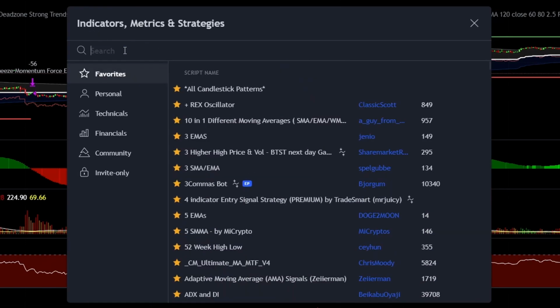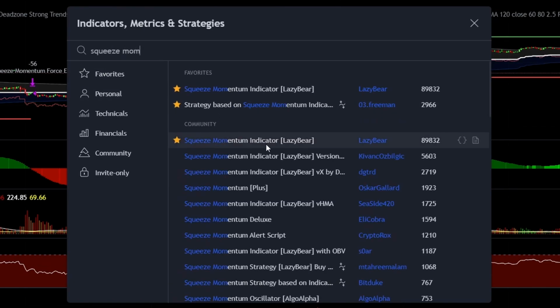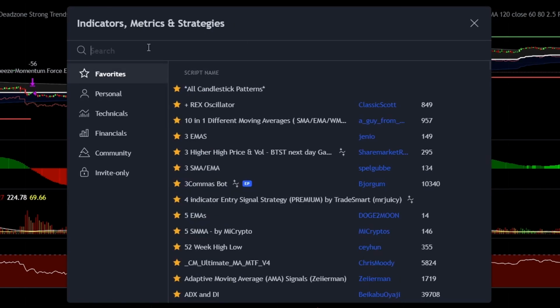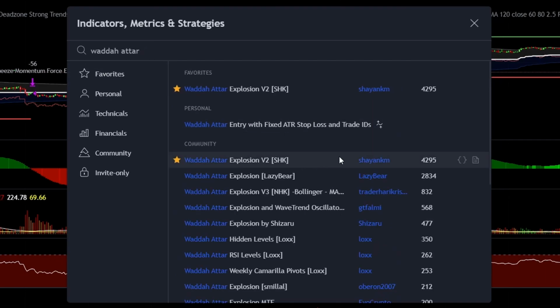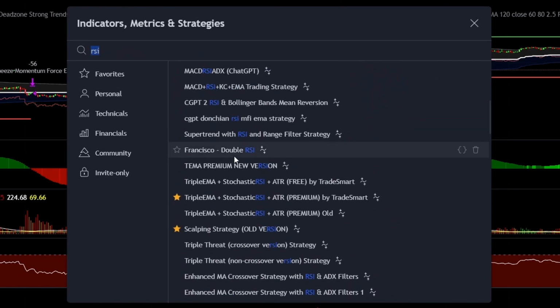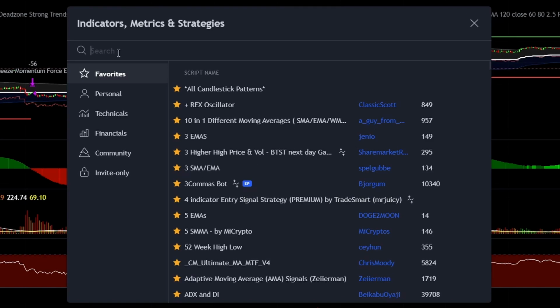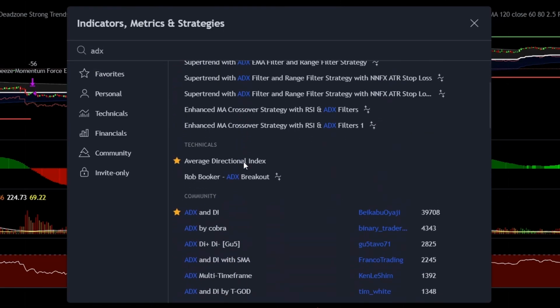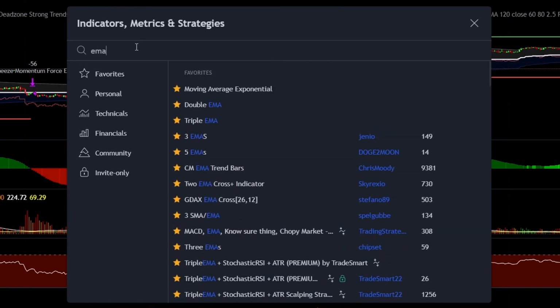For the exit signal, we need the squeeze momentum, this. For our main entry signal, the WADA TAR, this one. As another filter, we will use the RSI. That's a built-in indicator, so add this one. And finally, for the momentum or volatility filter, we will use the ADX, this one, alongside an exponential moving average.